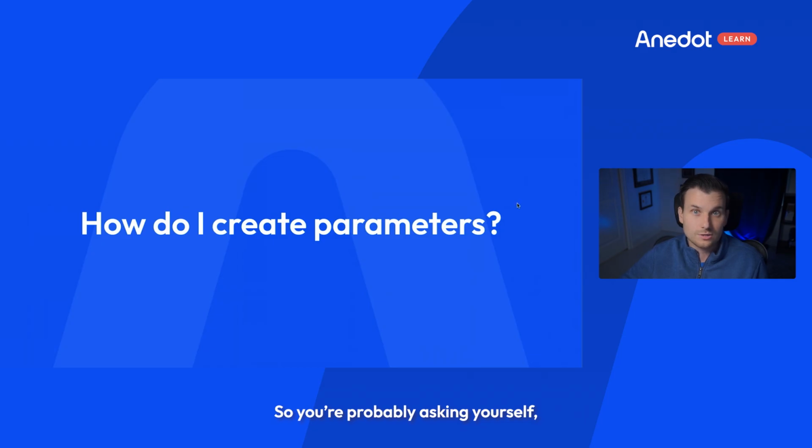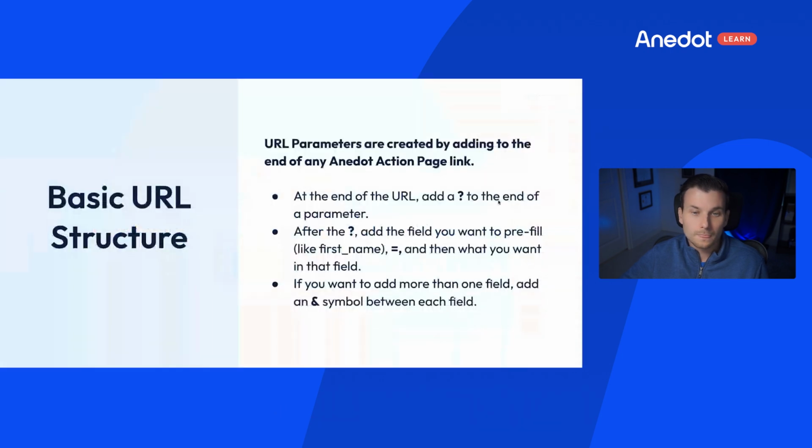So you're probably asking yourself, oh, seems pretty cool. I can see how you kind of do it, but how does this actually work? Like, how do I create a parameter? So URL parameters are created by adding a question mark to the end of any URL that you have on Anedot. So let's say you have your URL/donate. You add a question mark, that'll then allow you to add parameters.